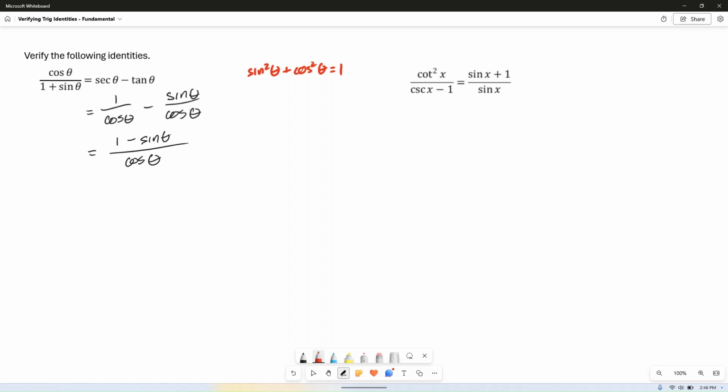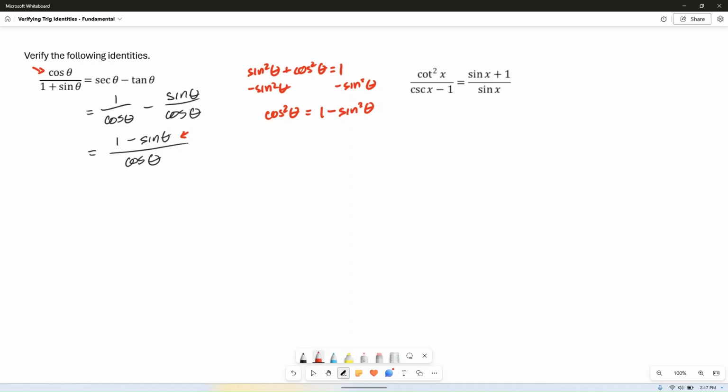And if I subtract sine squared theta from both sides of our Pythagorean identity, that leaves me with cosine squared theta is equal to 1 minus sine squared theta. And if you look at that 1 minus sine squared theta, that is close to what we have here in the numerator. We have 1 minus sine theta, not sine squared. I know that if it was 1 minus sine squared, I could replace it with a cosine squared.